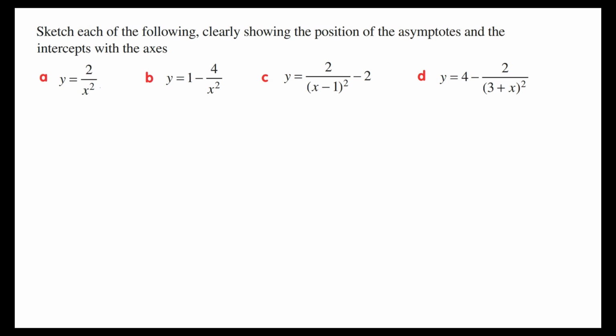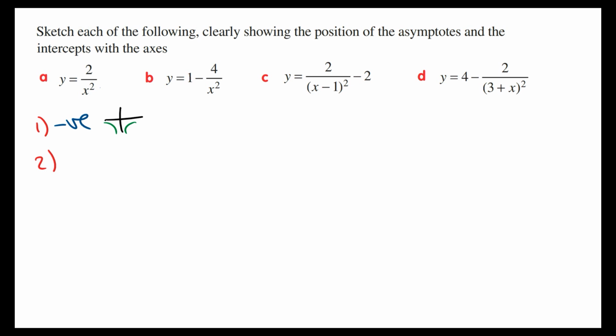Part D, y is equal to 4 minus 2 on (3 plus x) all squared. And for step 1, this is going to be a negative truncus. And so we know its graph is going to be in the third and in the fourth quadrant.